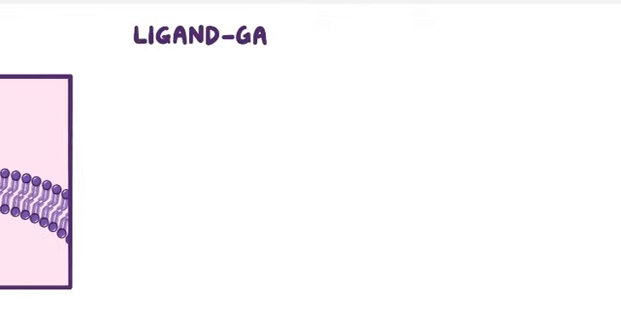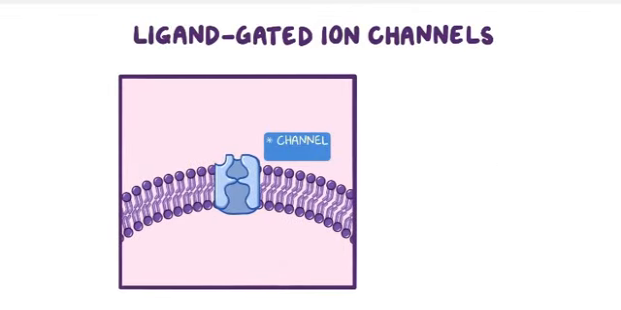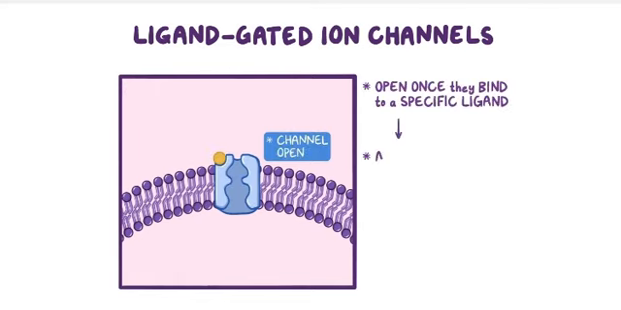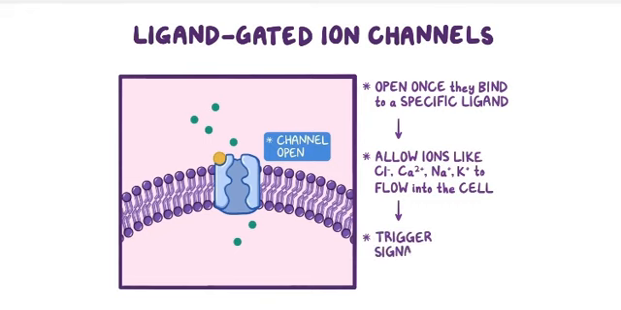First are ligand-gated ion channels, which form channels or pores that are generally closed, but then open up once they bind a specific ligand. This allows ions like chloride, calcium, sodium, and potassium to flow into the cell and trigger the signaling pathway.